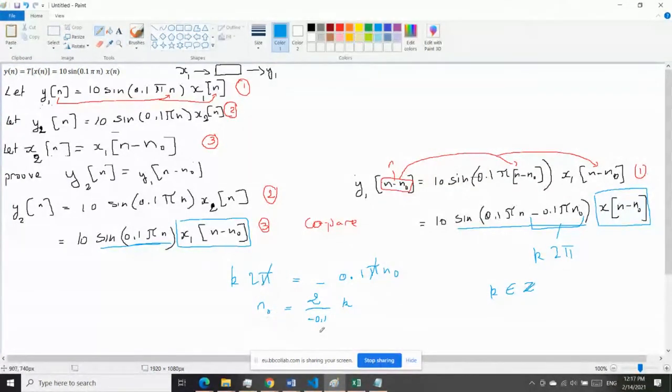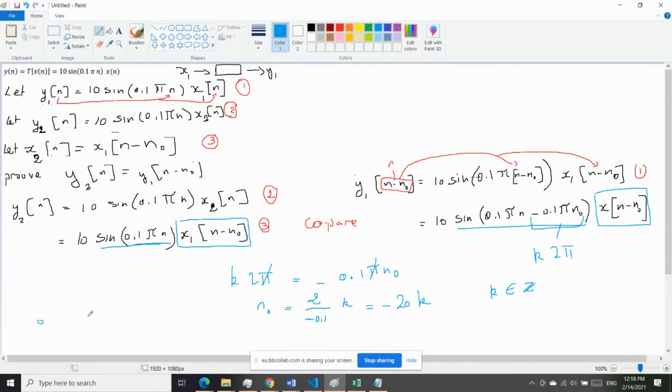So n0 must be a multiple of integers like this; these values are required for them to be equal. But in general we cannot guarantee that n0 is like this. In fact, this value, 2 divided by 0.1, is 20. So minus 20k. The problem is that we cannot guarantee n0 is minus 20k; it must be a multiple of 20. In general n0 can be any shift, since we assume n0 is any shift, not only multiples of 20. So therefore in general this is not time invariant.